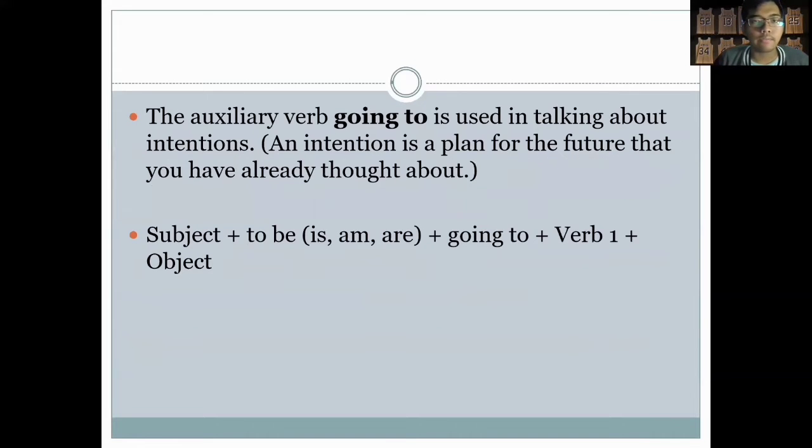And then the auxiliary verb going to is used in talking about intention. Basically, going to and will have the same meaning, but the difference is the situation where you use it. Going to is used when you're talking about your intention, and intention in here is a plan for the future that you have already talked about. The formula for auxiliary verb going to is subject plus to be, is, am or are, plus going to plus verb 1 and plus object.